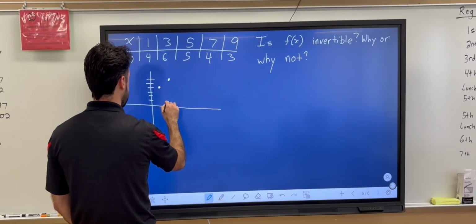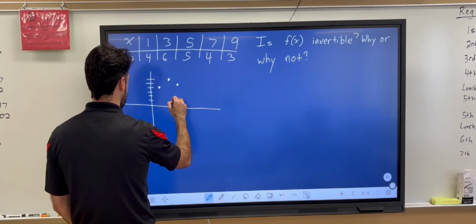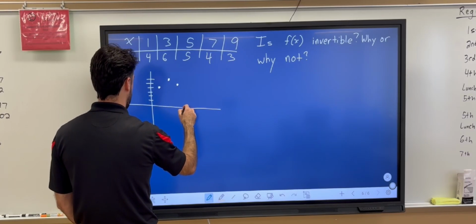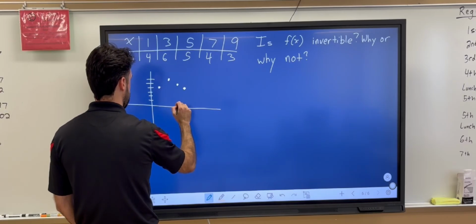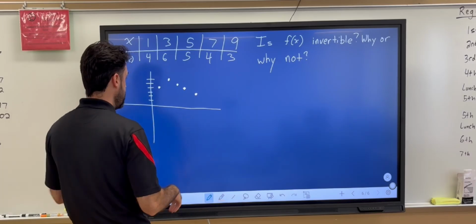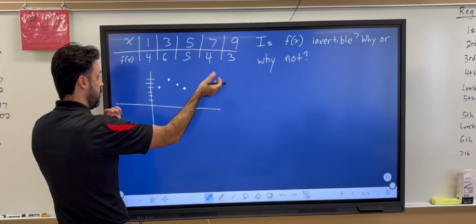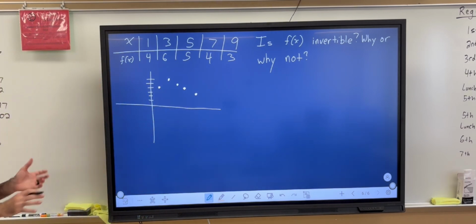And this is just to get a rough idea what the graph looks like. So 5, 5. 7, 4. And then we have 9, 3. Now, we don't know if this is just like a smooth graph here or if it's just random. These are just random points. I'm not going to connect these. These are just different points here.